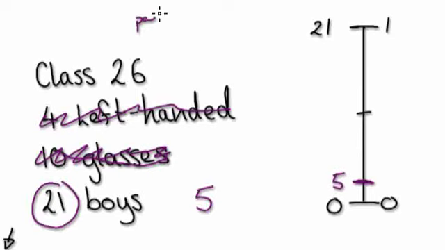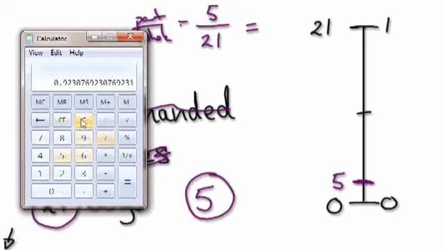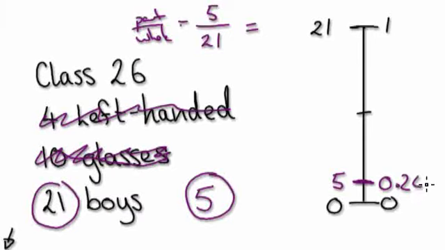Remember, it's always part divided by the whole thing. Our part, because the question is asking what percentage are girls, is girls only. So it would be 5 over the whole thing, which is 21. So jump to your calculator. Clear. 5 divided by 21 equals 0.024. So 24% of your class are girls.